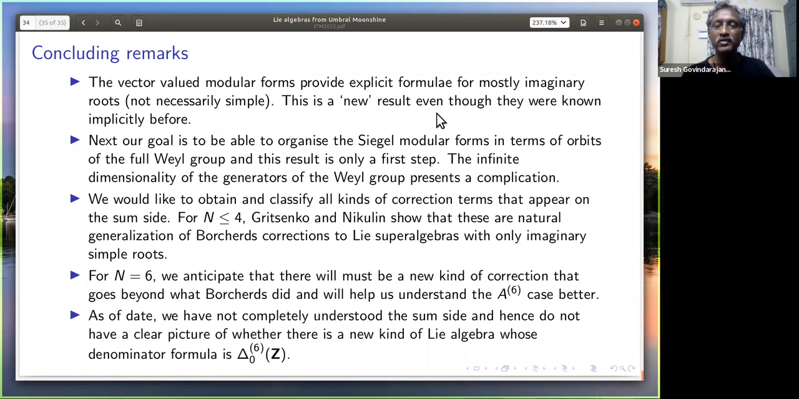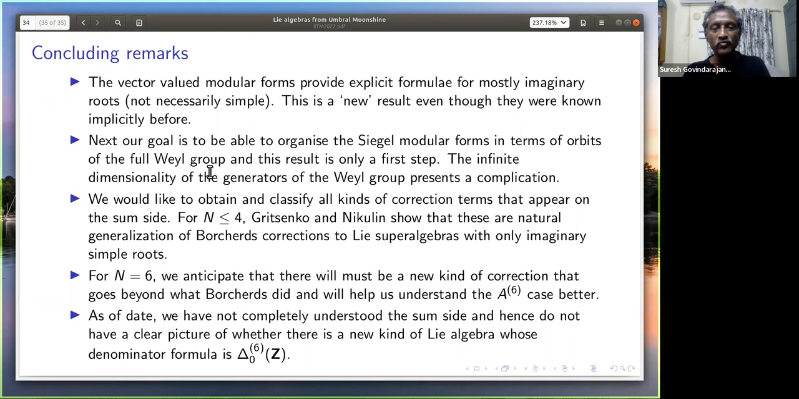This is a new result, even though this was known implicitly. Our goal is to organize the Siegel modular forms in terms of orbits of the full Weyl group. At this point, we have taken the SL2 hat subgroup, but the question is, can we rewrite this whole thing in terms of representations of the Kac-Moody extension G of An? That's what we would like to do.